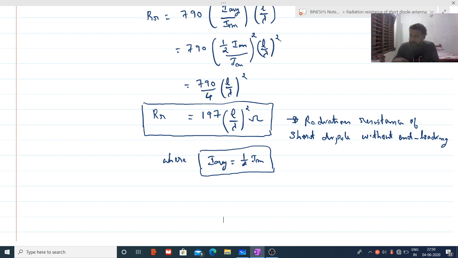Next we can go for the asymptotic current distribution, and with that we can find the radiation resistance of a half-wave dipole antenna. Okay, thank you.